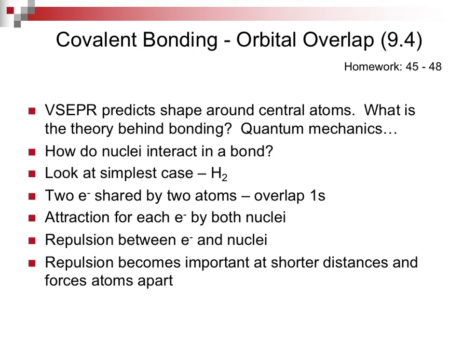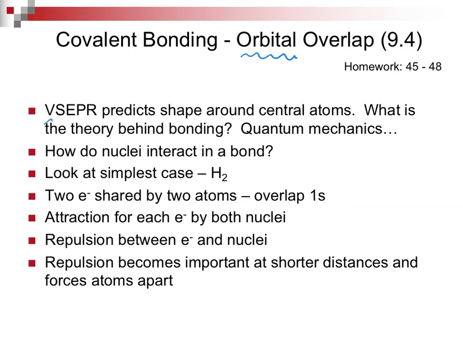This is a very short but extremely important section. When we have covalent bonding, we have shared electrons between two atoms. And what we're going to talk about now is the theory behind it. And really, we can call that orbital overlap.